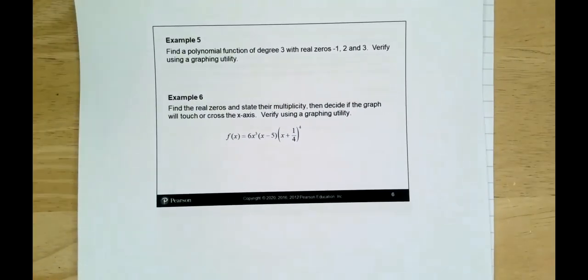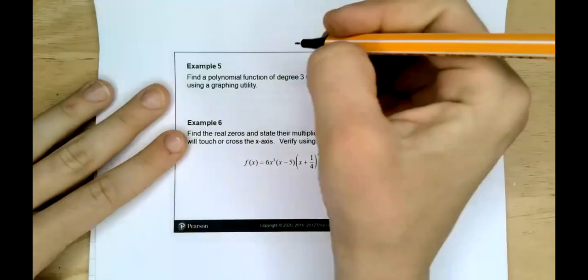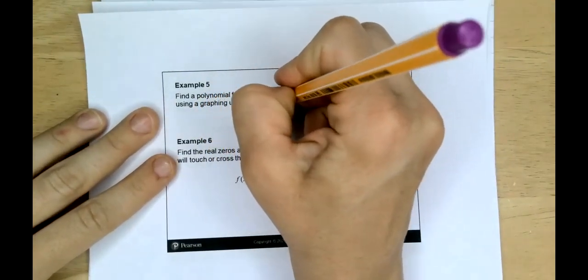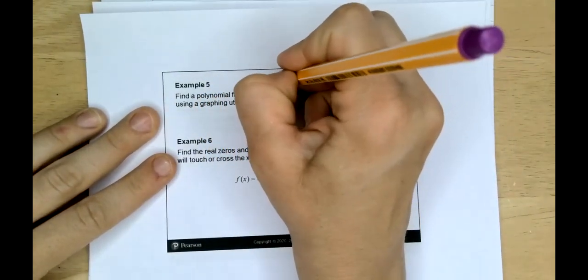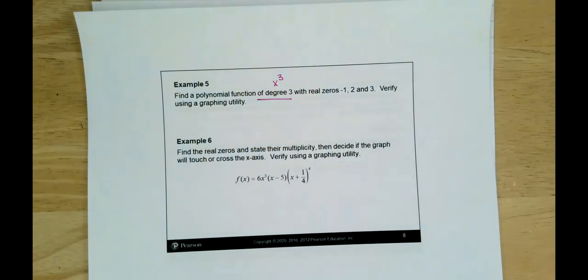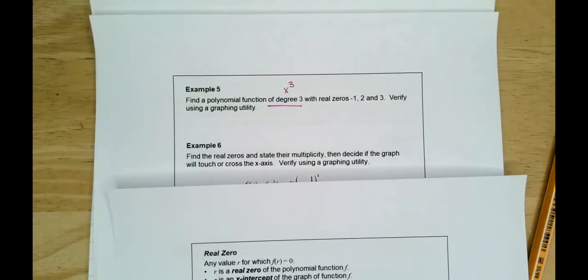Example 5 asks us to find a polynomial function of degree 3 with the zeros -1, 2, and 3, and then verify using a graphing utility. Does that make sense? So if it's of degree 3, with real zeros -1, 2, and 3. So let's look at our real zeros again.